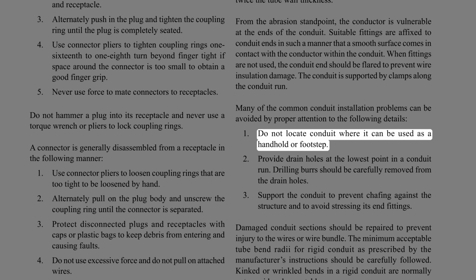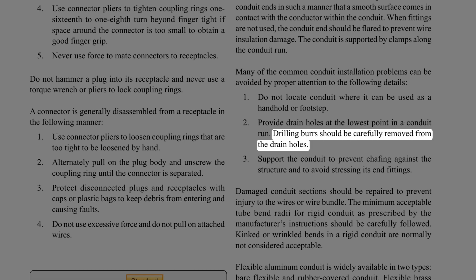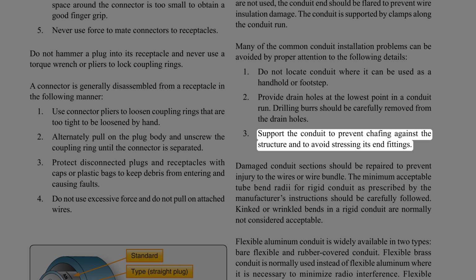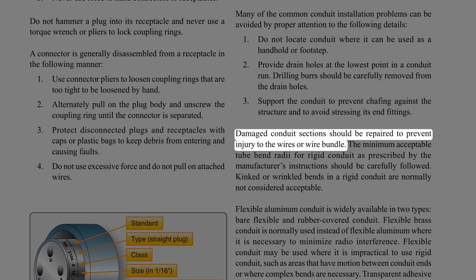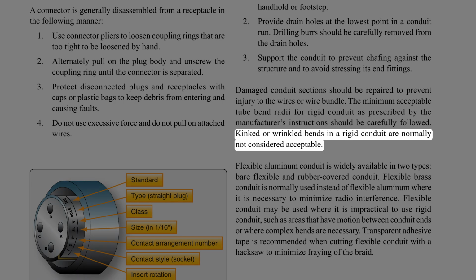Do not locate conduit where it can be used as a handhold or footstep. Provide drain holes at the lowest point in a conduit run. Drilling burrs should be carefully removed from the drain holes. Support the conduit to prevent chafing against the structure and to avoid stressing its end fittings. Damaged conduit sections should be repaired to prevent injury to the wires or wire bundle. The minimum acceptable tube bend radii for rigid conduit as prescribed by the manufacturer's instructions should be carefully followed. Kinked or wrinkled bends in a rigid conduit are normally not considered acceptable.